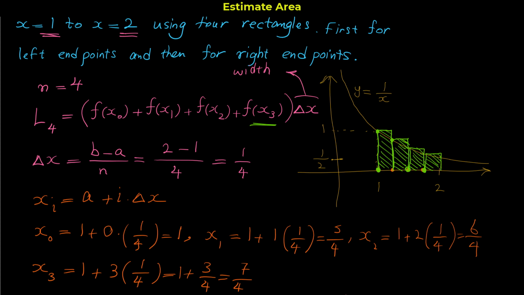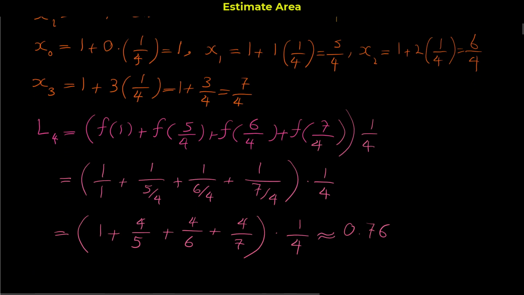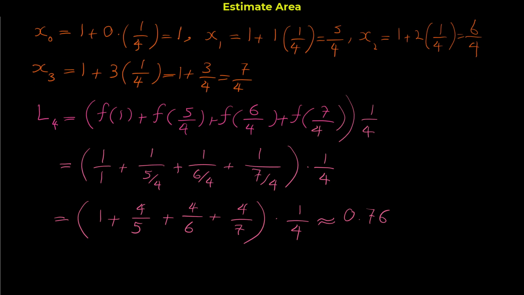Before I show you the calculation for the right endpoints, let me ask you a question. Do you think by adding the area of these rectangles, our answer is bigger than the actual area, or it's smaller? If you pay attention, this is an overestimate, because as you can see, all of these rectangles that we have here are a little above the actual curve. So the actual area should be less than 0.76.